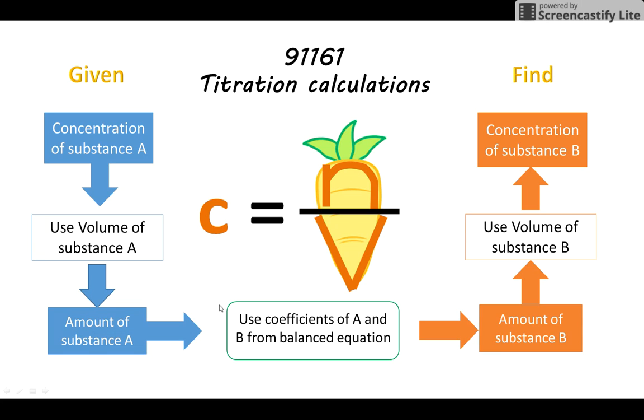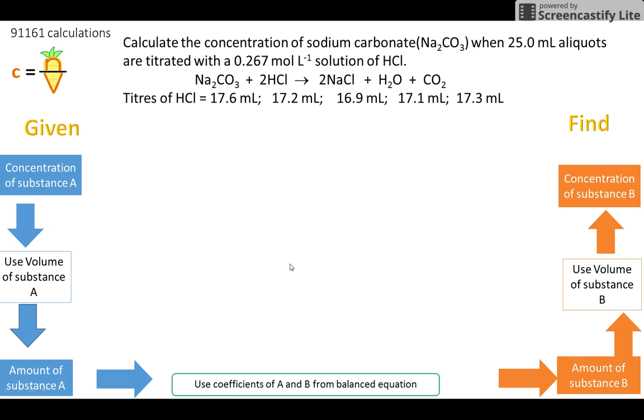Now for a titration calculation, you're always given two things of one, the concentration and the volume, and one thing of the other. So it's normally the volume, and then you have to work out the concentration. And to swap from one to the other, you use the coefficients from the balanced equation, and this gives you the mole ratio. And the formula you use is C is equal to n over V. So let's do an example.